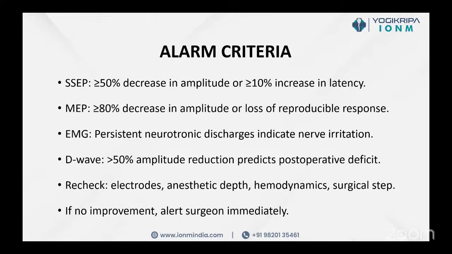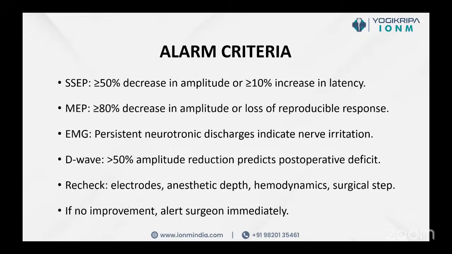Then for EMG, if you get persistent neurotonic discharges, then we have to tell them, as there may be traction or a retractor pressing upon the nerve root. Then for D wave, if there is a 30 to 50% amplitude drop, we immediately inform. Then the position has to be seen for a 30 to 50% amplitude drop.